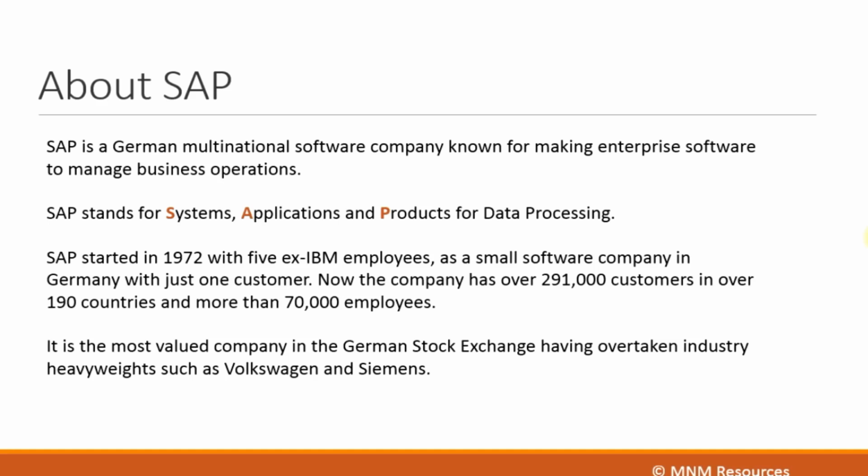It is the most valued company in the German stock exchange, and they have overtaken industry heavyweights like Volkswagen and Siemens. Now, in a country like Germany, where engineering has been renowned, a software company like SAP over the last 40 to 50 years has become the number one company in Germany. So it just tells the achievement and how organically SAP has grown over the last few decades. It's also the third largest enterprise software company after Microsoft and Oracle.